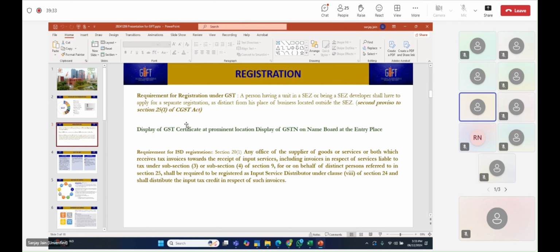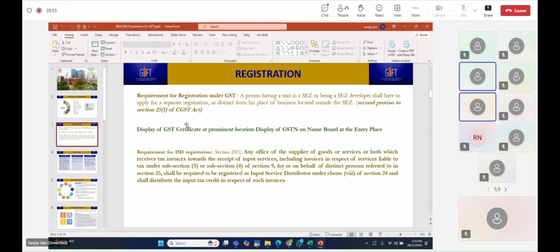Most of you have already taken separate SEZ registration. If some of you are new and have not taken it, you can apply. You can also check that the SEZ registration should have the flag of SEZ. It should not be a regular registration, because if SEZ is not marked in your registration, then you may face problems in getting zero rated supply.